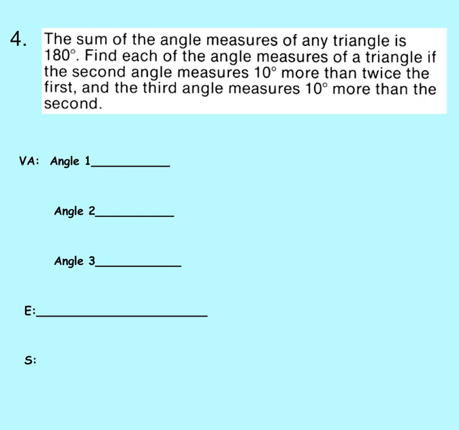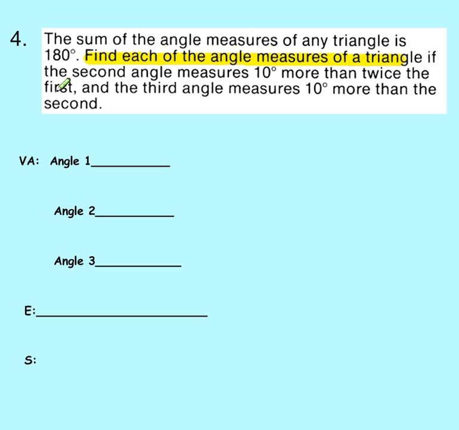Okay, next question. This one deals with some geometry, so we have to find the angles. It says find the measure of each of the angles in the triangle. Read through this. It says the sum of the angle measures of a triangle is 180 degrees. Find each of the angle measures of a triangle if the second angle measures 10 more than twice the first.